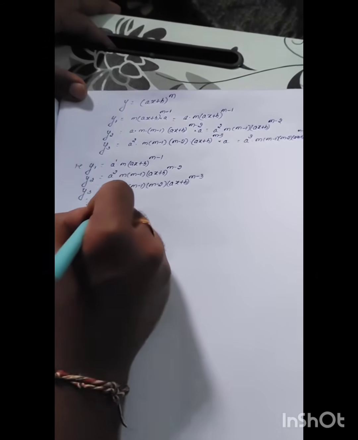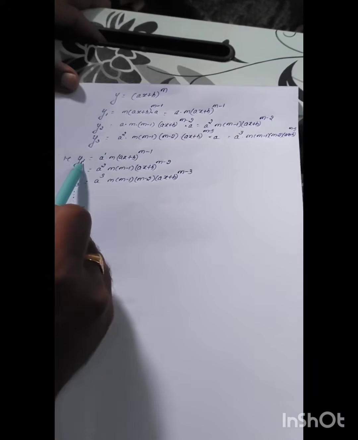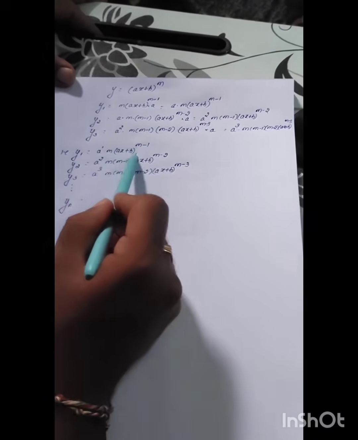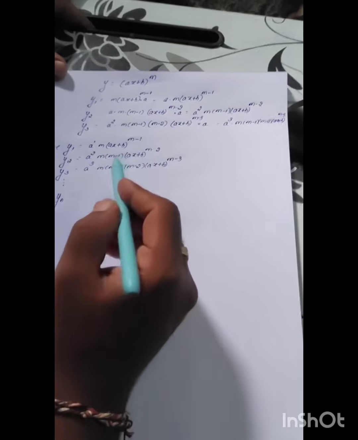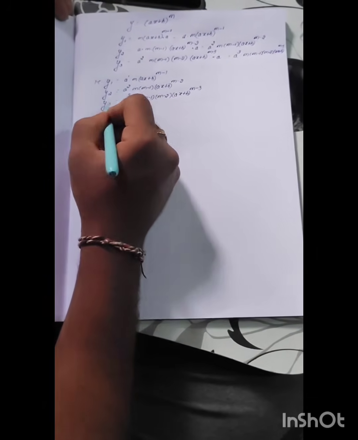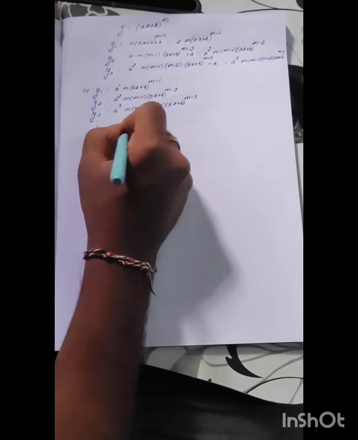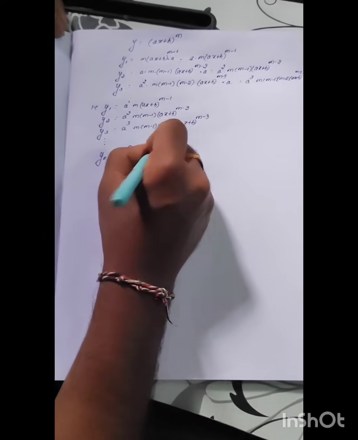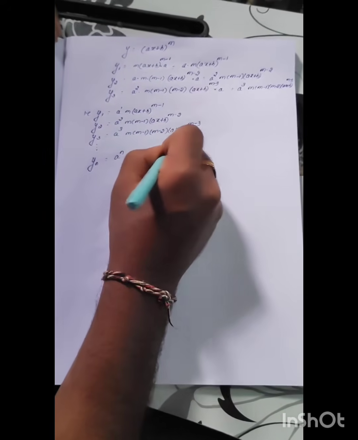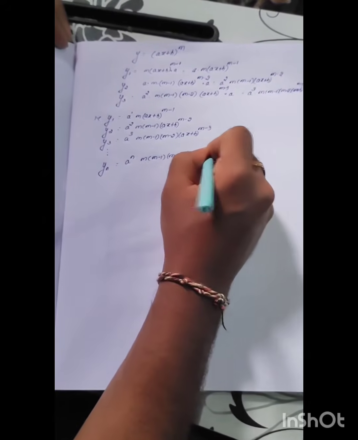If you observe the pattern here, when we took y1, a raised to 1 into m into ax plus b raised to m minus 1, the same thing happened when we did it for x power m. So the same thing holds good here also. So y2 has a square, y3 a cube, and yn will become a power n into m into m minus 1 into m minus 2 into m minus 3, and so on.